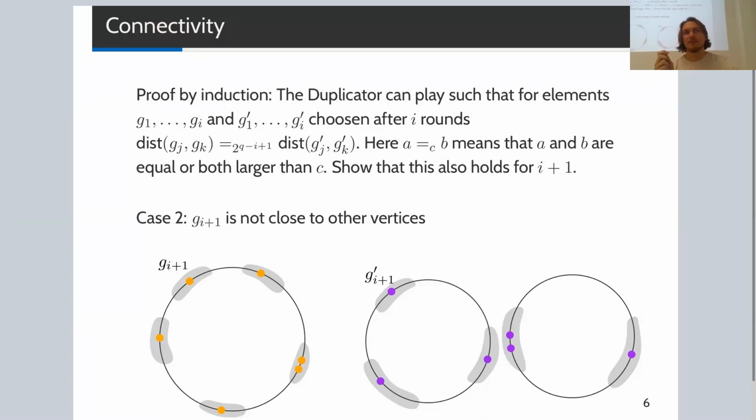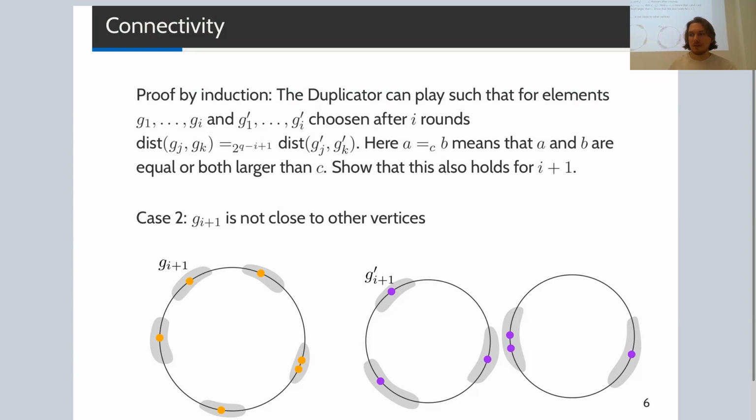Where the 4 to the q comes from. The 4 to the q was chosen such that I can always pick, like in the second case where g_{i+1} is not close to other vertices, I can always pick g'_{i+1} somewhere else that is not close to other vertices. So I didn't show the math, but the math will work out and there will be this free slot somewhere.